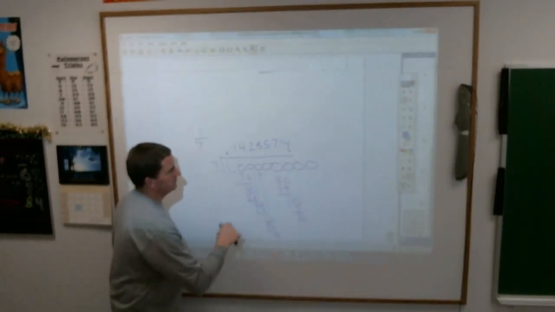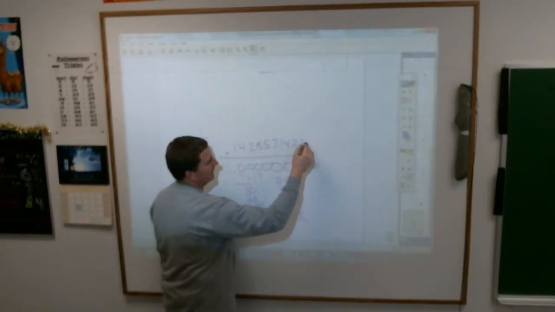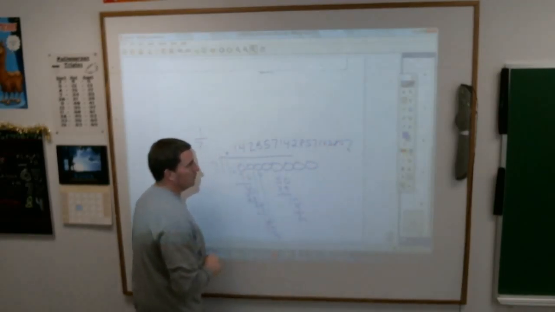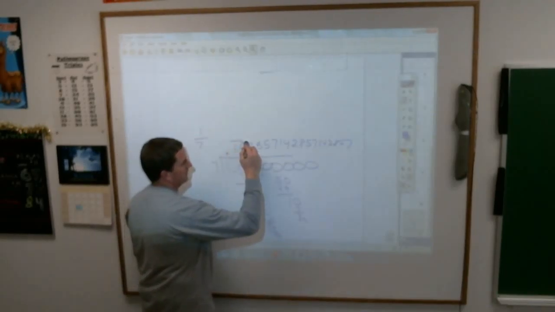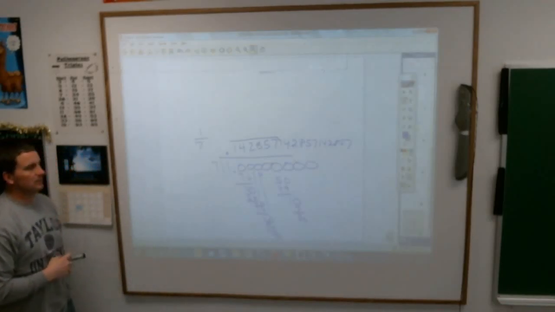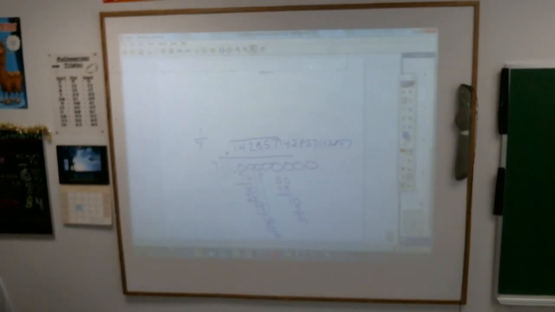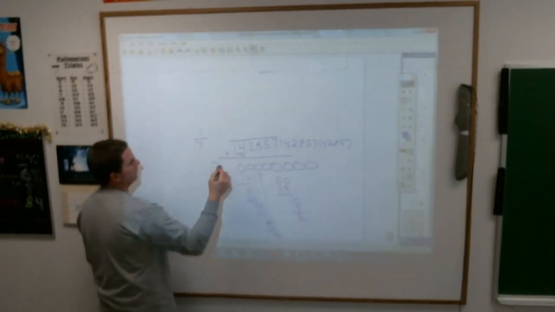What repeats? 1, 4, 2, 8, 5, 7. You can do that forever, but since we have the little line, we just put a line over everything that repeats. 1, 4, 2, 8, 5, 7 repeats over and over again. So if we had a coin that was 1/7 of a dollar, it would be worth about 14 cents.